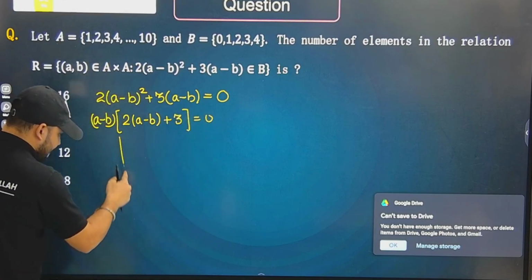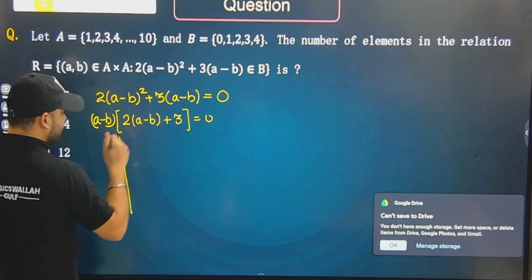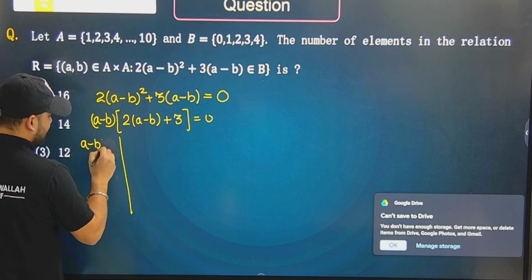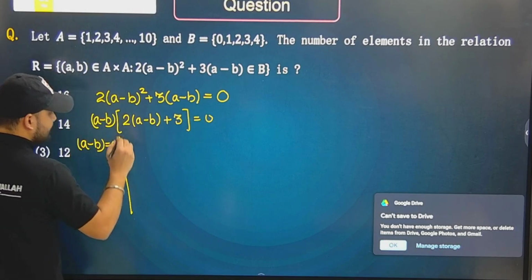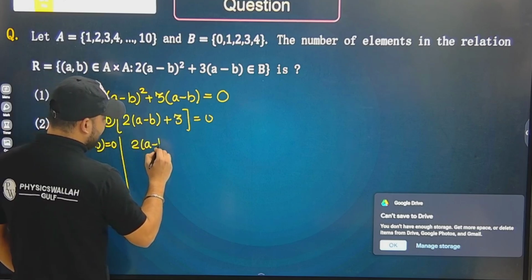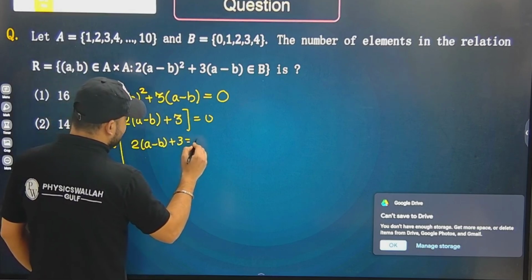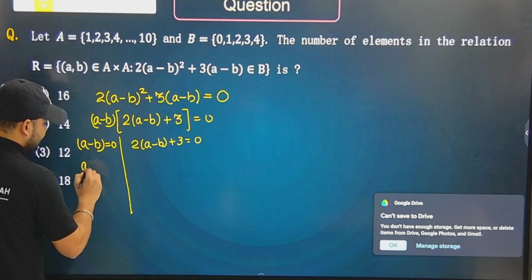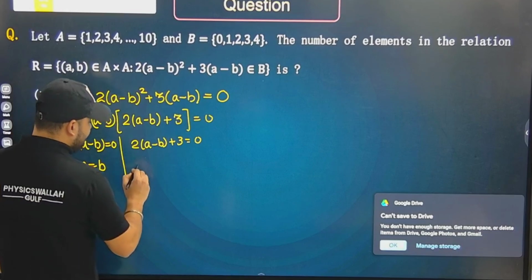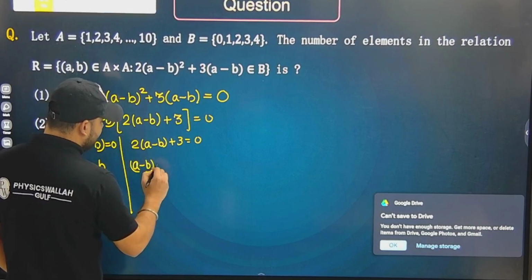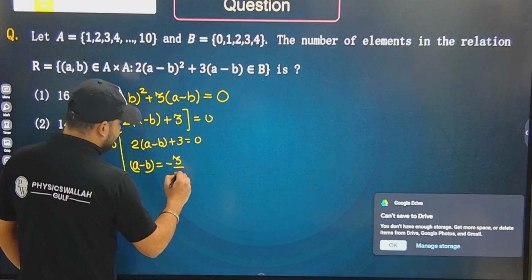Now if you remember, we have two different situations. The first one is A minus B equal to 0, and the second one is 2(A minus B) plus 3 equal to 0. For the first we can say A equal to B, and for the second we can say A minus B equals minus 3 by 2.